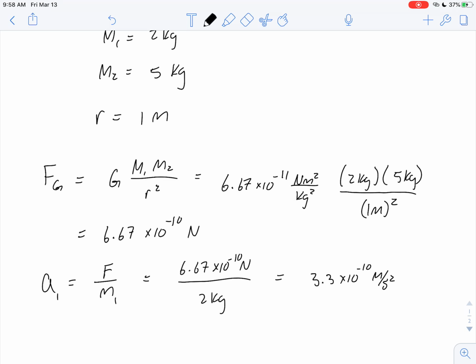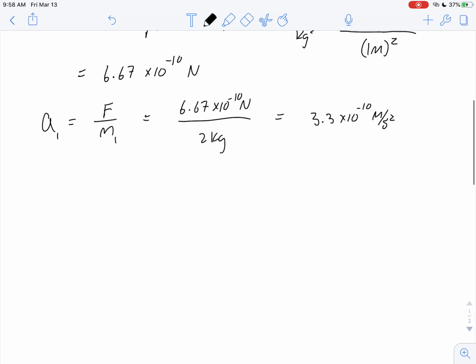So basically no acceleration. In order to observe this, you'd have to be far enough away from any other objects out in space, with no air resistance, in order to see anything happen. So we don't really use universal gravitation for normal sized objects. It doesn't really make sense. All right.